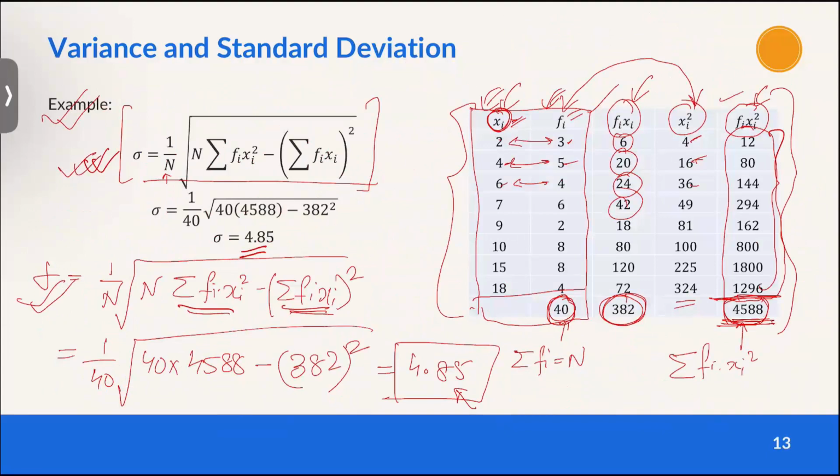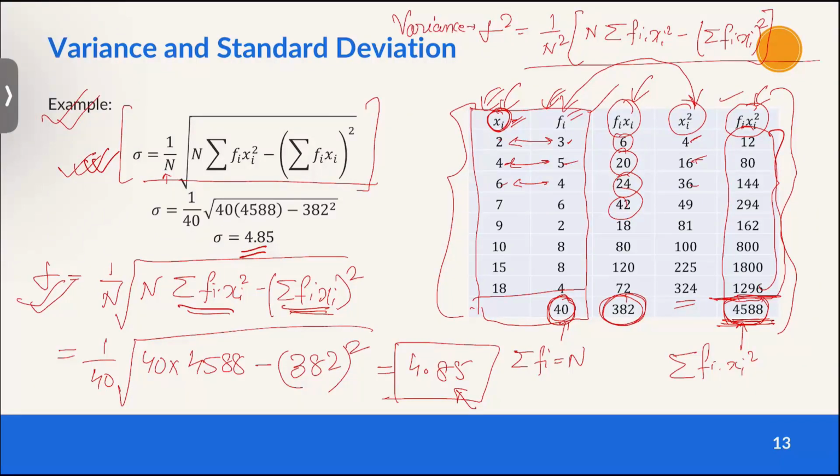So this is for standard deviation. For variance, it will be sigma squared, which is equal to 1 by n squared. You can jot this down. Summation of fi times xi squared minus summation of fi xi whole squared. So this is for variance.